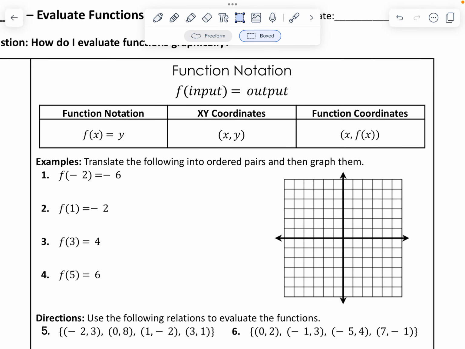In this objective, we're going to be evaluating functions. First, we're going to be evaluating functions graphically. So let's talk about function notation. We will be using that a lot. Instead of giving you coordinates of x and y, we will be saying f of x equals y, where x is the input and y is the output, or f of x is the output.